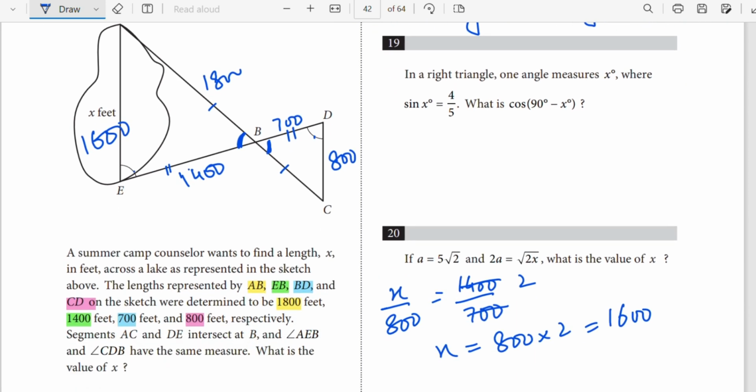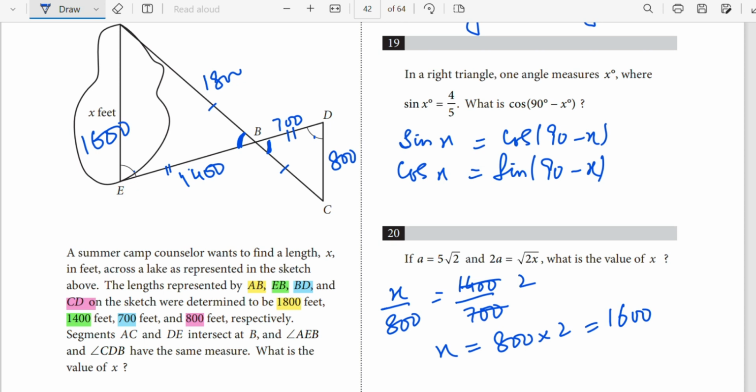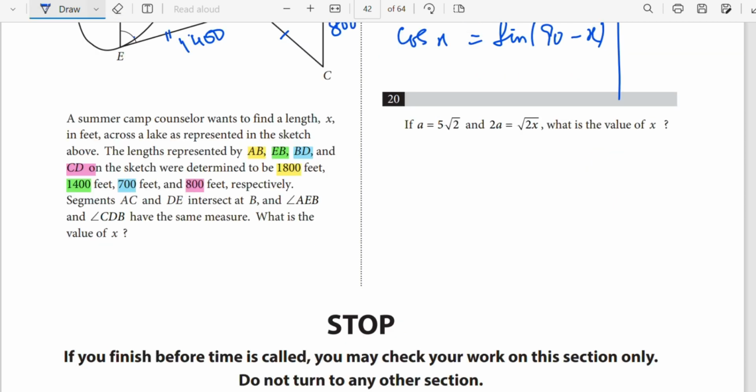Question number 19 is an identity. Whatsoever is the value of x, the rule is that sin x is equal to cos of 90 minus x and cos x is equal to sin of 90 minus x. For these rules, you can watch my video. Okay, so cos of 90 minus x is also equal to 4 by 5 and that is also equal to 0.8. So very easy question.